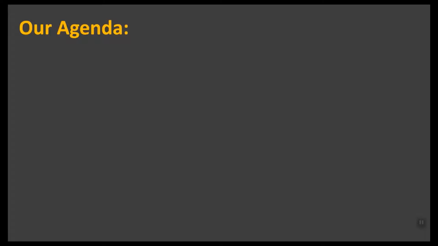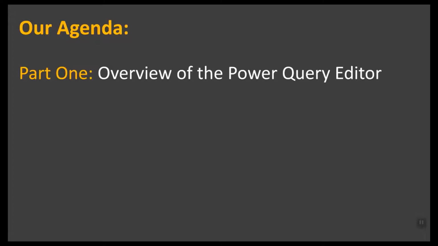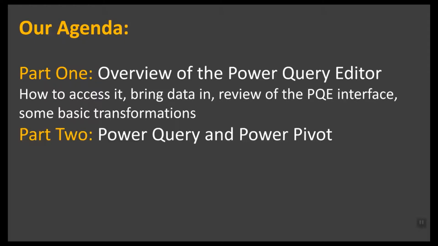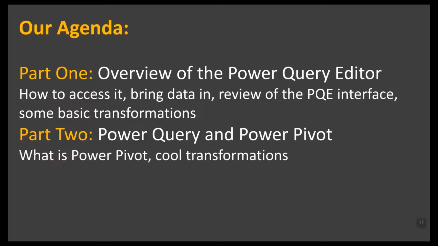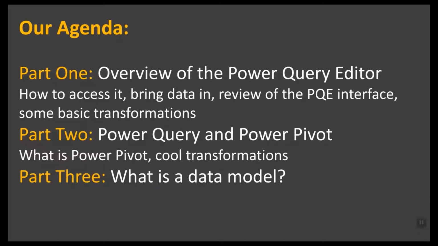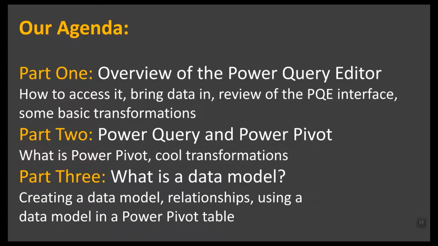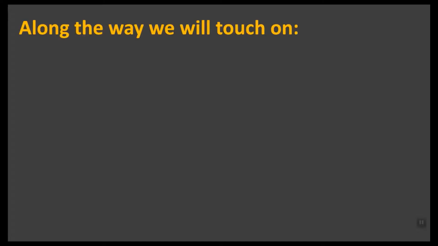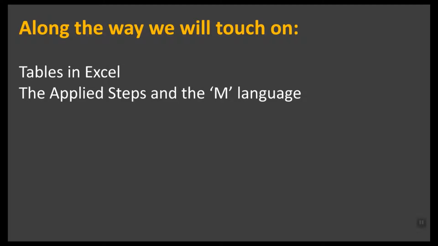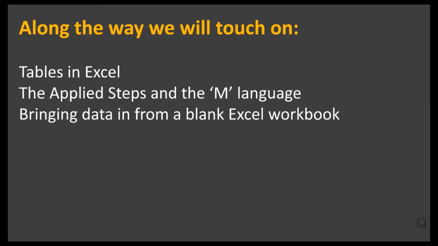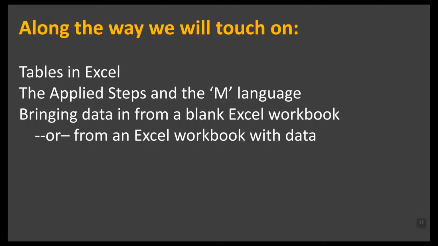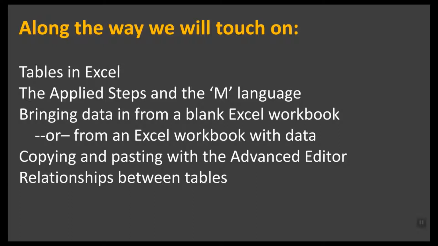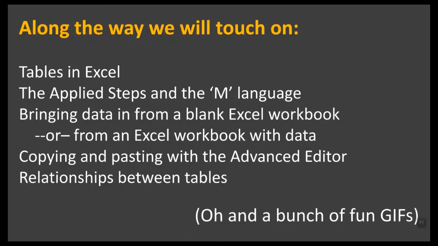Let's talk about our agenda. In part 1, we will answer some basic questions about the Power Query Editor. In part 2, we will explore the Power Query Editor and its close cousin, Power Pivot. Part 3 will be all about data models, what they are, how to create one, and understanding relationships. Along the way, we will touch on tables in Excel, applied steps in the M language, bringing data in from a blank Excel workbook and from a workbook with data already in it, copying and pasting from the advanced editor, relationships between tables, and a bunch of fun GIFs.